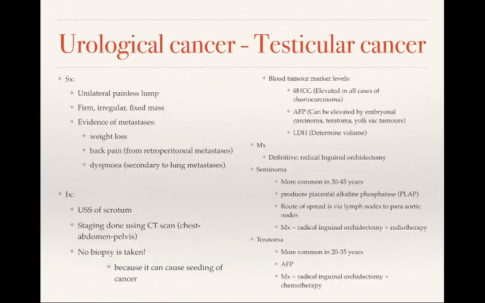So, testicular cancer would present as a unilateral painless lump. It is firm, it is irregular, and it is a fixed mass. There might also be evidence of metastases. So in this case, there would be weight loss, back pain because of retroperitoneal metastases, and dyspnea due to lung metastases. Testicular cancer is one of those few cancers which metastasizes to the lung.